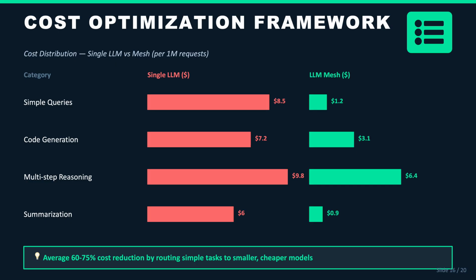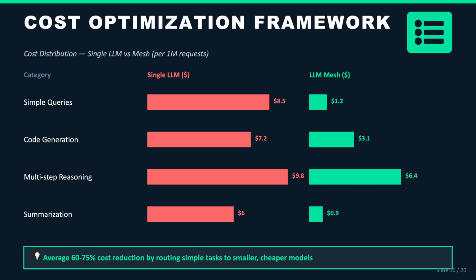For code generation, you go from $7.20 to $3.10 by routing to mid-tier coding specialist models. For multi-step reasoning, this is the one place frontier models genuinely earn their cost. The reduction is more modest, from $9.80 to $6.40, because frontier models are still the right choice here. And for summarization, the savings are dramatic again.